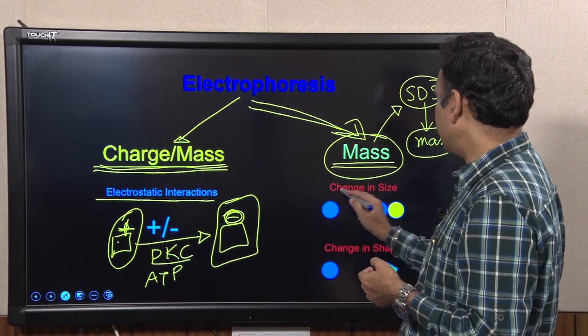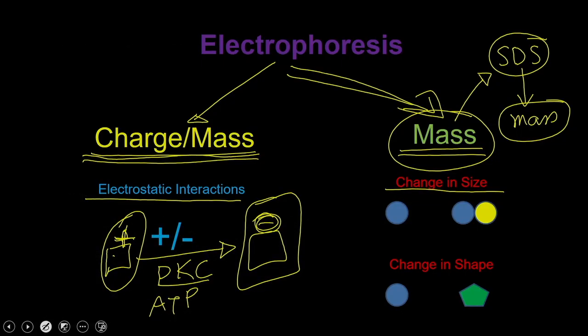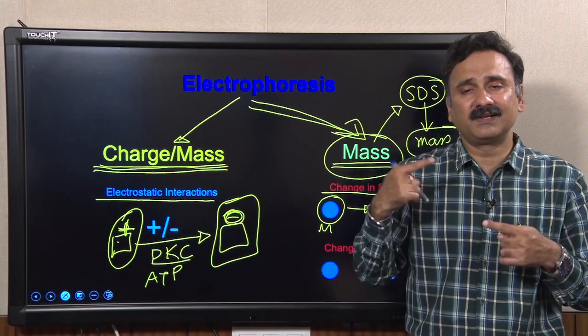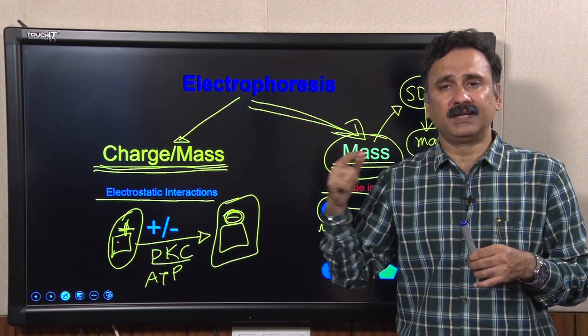We have two examples where it is going to tell you the change in size. For example, if you have a single protein and you do some activity and it acquires additional proteins, or you have a monomer which is turning into a dimer, these kinds of things can be understood or addressed simply by using electrophoresis.